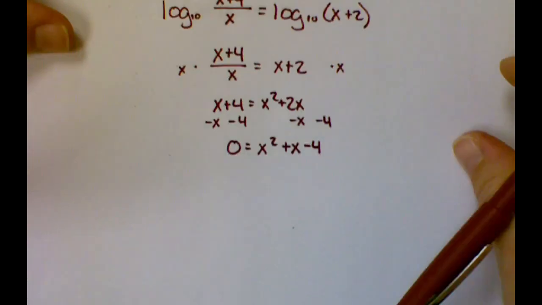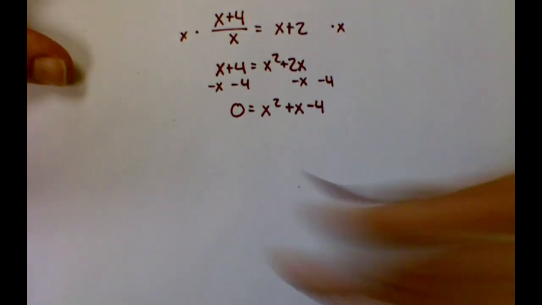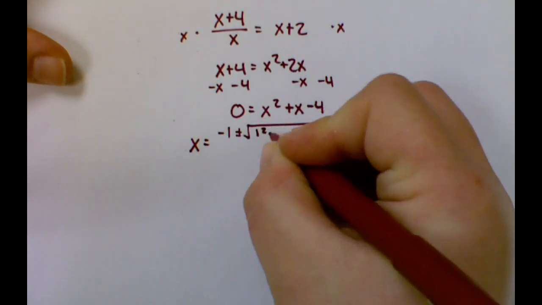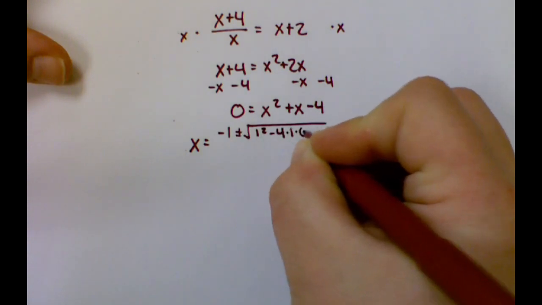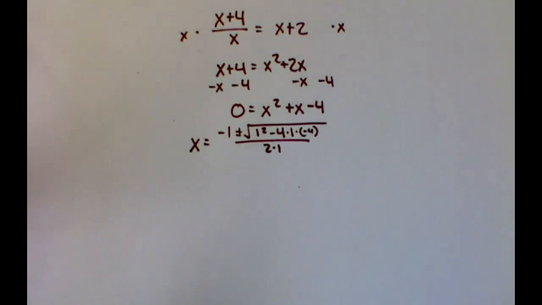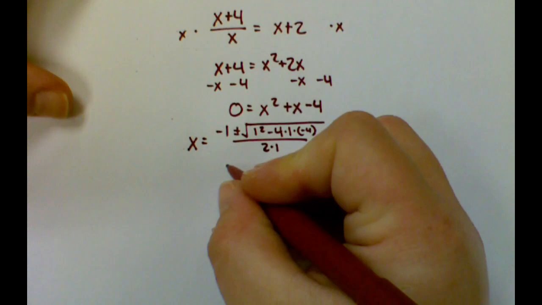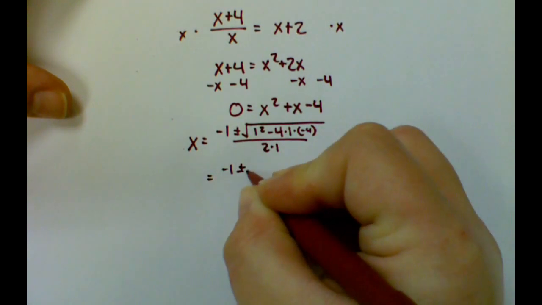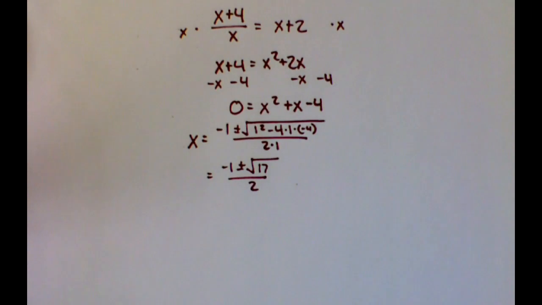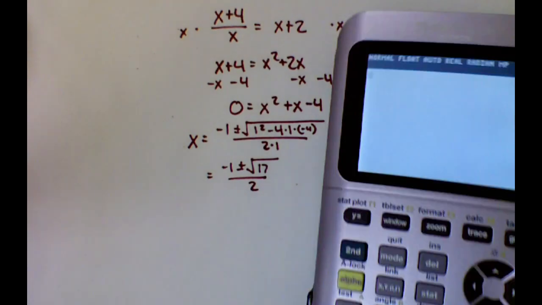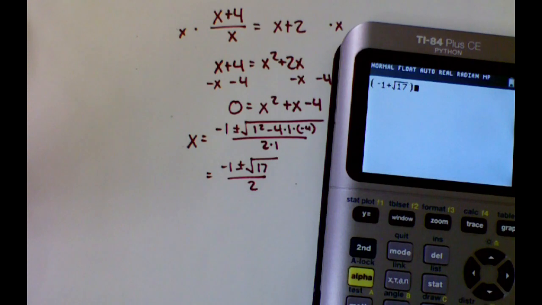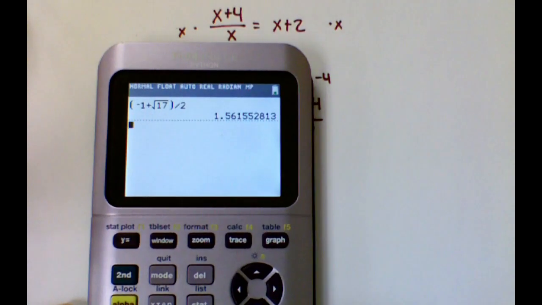Well, that's not pretty. That doesn't factor. So that means quadratic formula. Negative 1 plus or minus the square root of 1 squared minus 4 times 1 times negative 4, all over 2 times 1. And now if you're good enough with your calculator, you can just type that in. Or I can actually simplify it down and get negative 1 plus or minus the square root of 17 over 2. But let's check. Because negative 1 plus the square root of 17 over 2 is about 1.561.